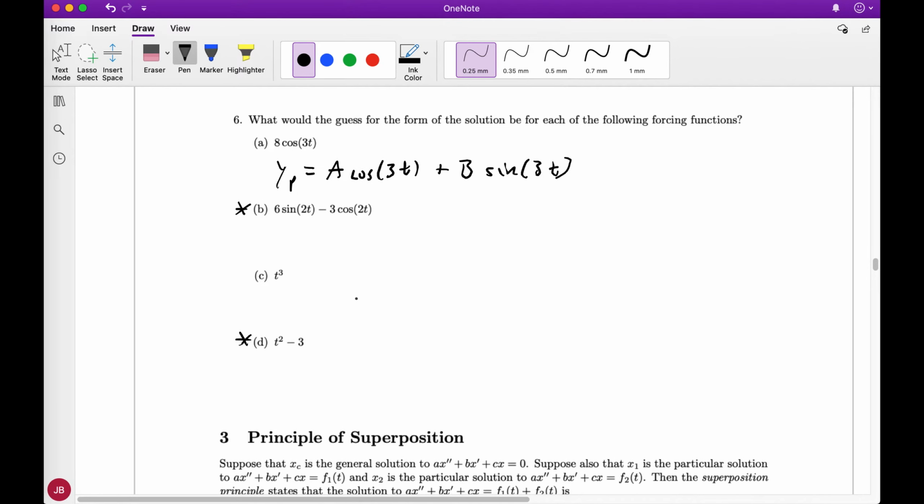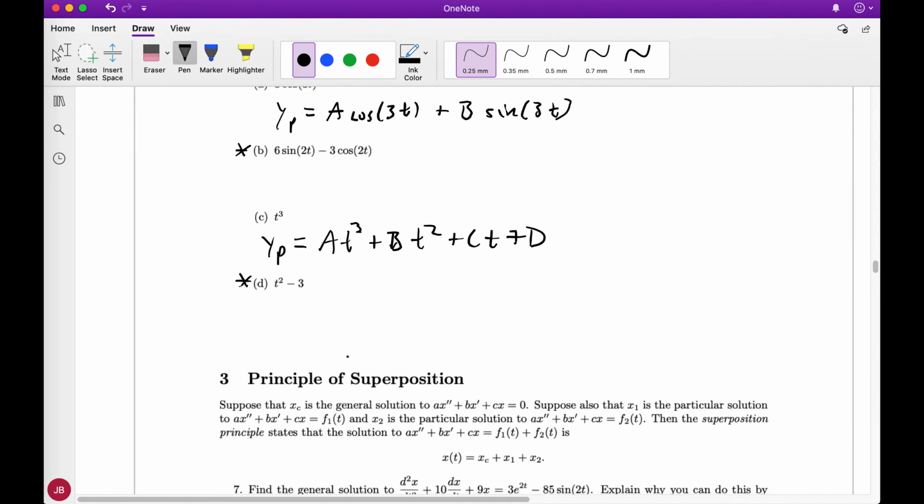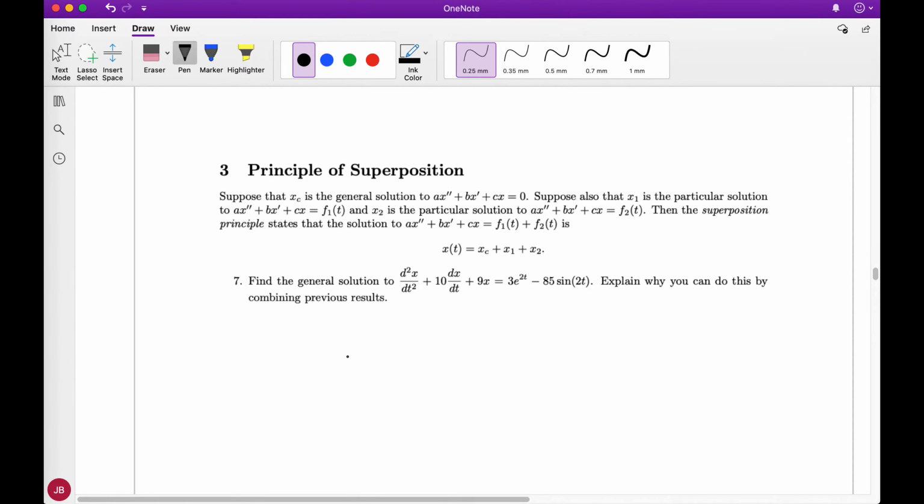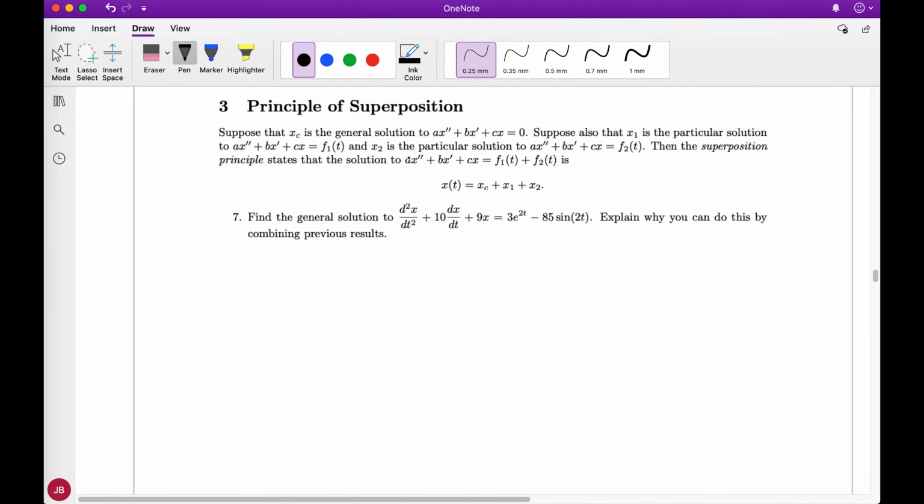Okay. Coming down here, well, above we dealt with a t squared term, and we had to use the full polynomial, at squared plus bt plus c. So something similar is probably going to happen here. I think a good guess would be yp equals at cubed plus bt squared plus ct plus d. Right? All right. So let's talk quickly about the principle of superposition, and then we'll get to answer part B and D.